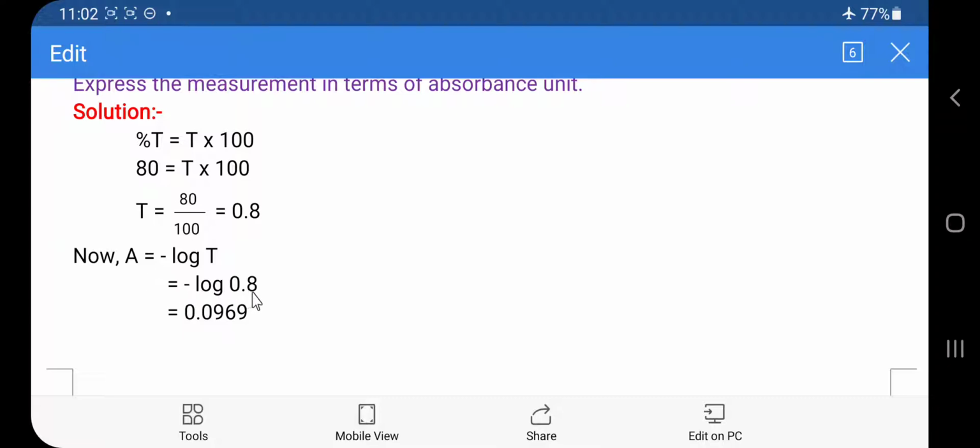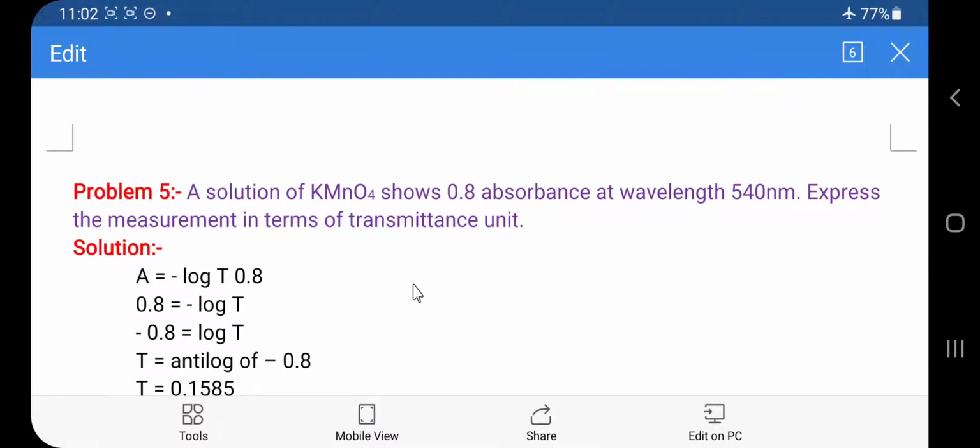So minus log of 0.18, 0.8, the absorbance is 0.0969. This is the value of the absorbance. Then here the fifth problem: a solution of KMnO4 shows 0.8 absorbance at wavelength 540 nanometer. Express the measurement in terms of the transmittance unit. So here the absorbance is given, and we have to express the absorbance in terms of the transmittance.